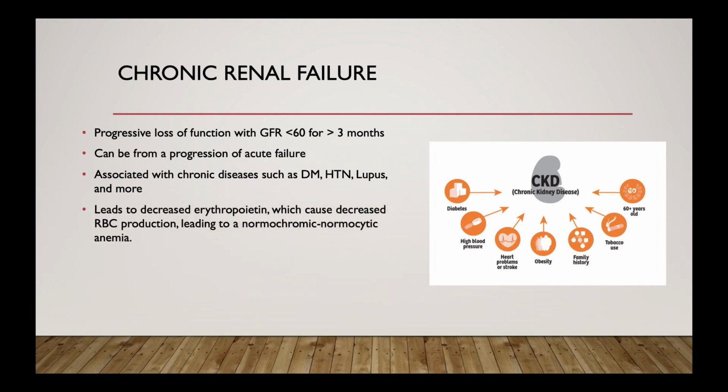What happens with our chronic renal failure patients is we have a decreased erythropoietin. That's our decreased EPO. And because of this, we end up with decreased RBCs. So quite often, almost always, with our chronic kidney disease patients, they're going to be anemic. And this will be your normochromic, normocytic anemia. They're going to be normal in color and normal in size. They're just going to be a lot less of them.